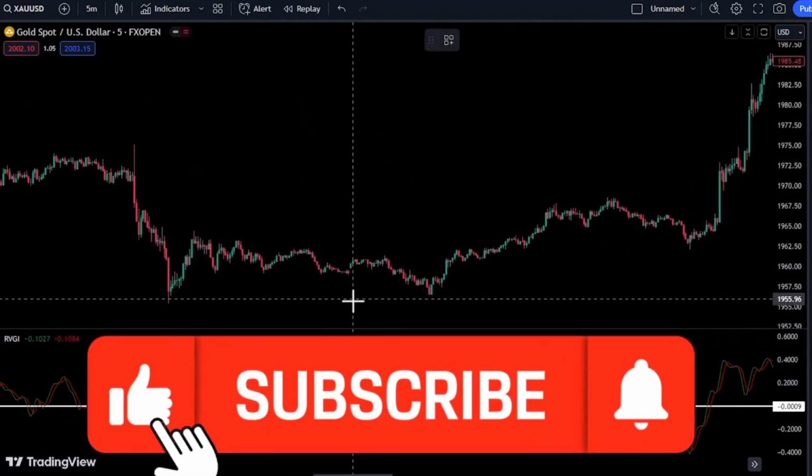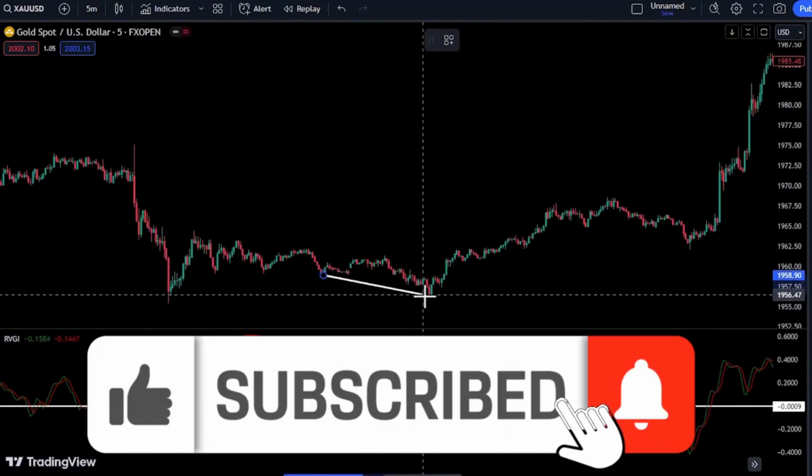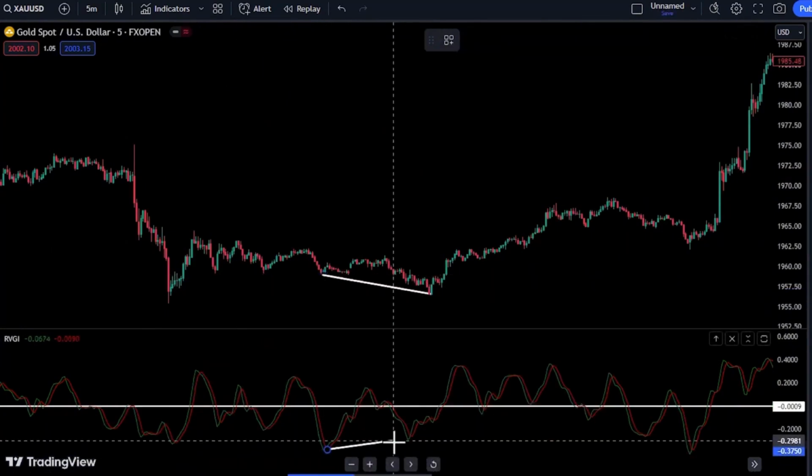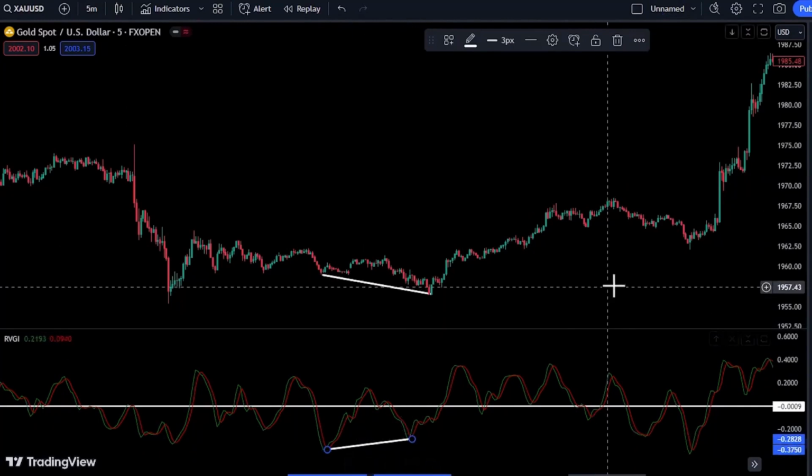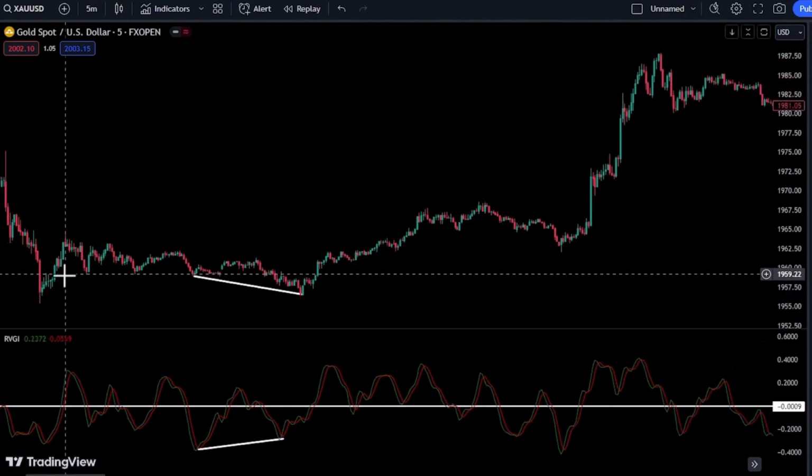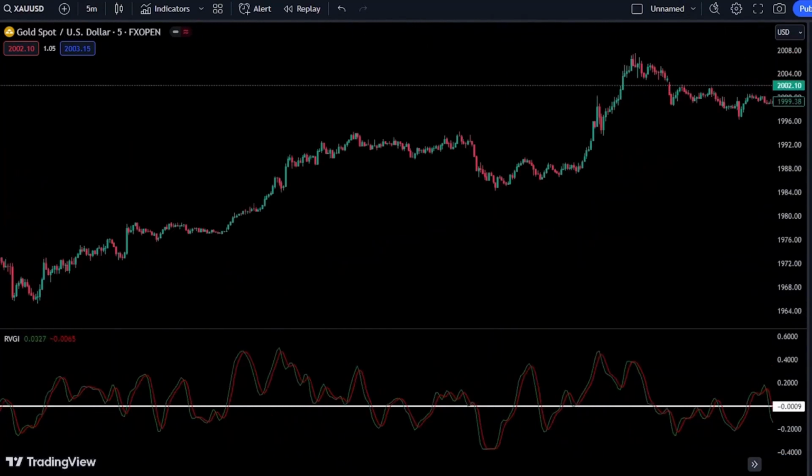Let's also examine a case of positive divergence together. As you can see here, we had a price floor here, and the RVI gave us a positive divergence, allowing us to achieve a very good profit.